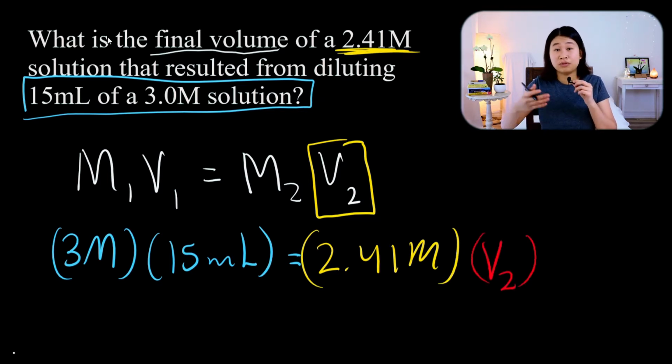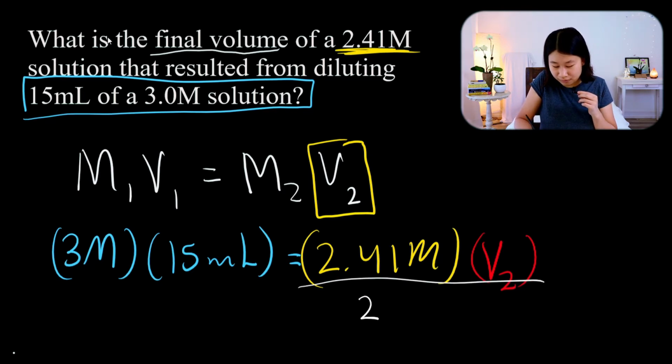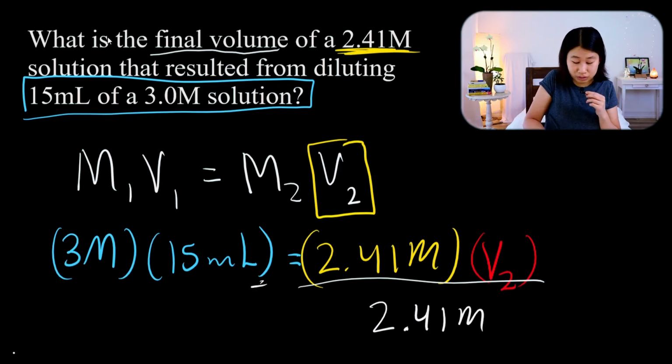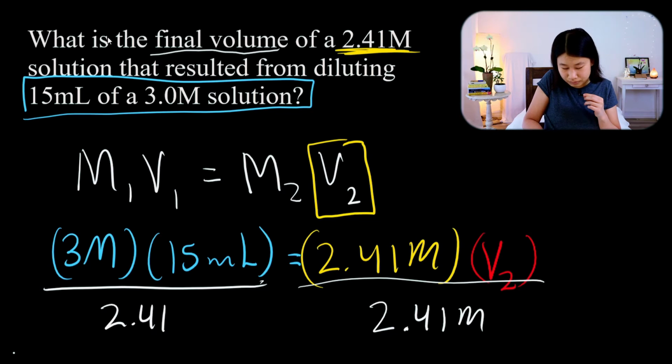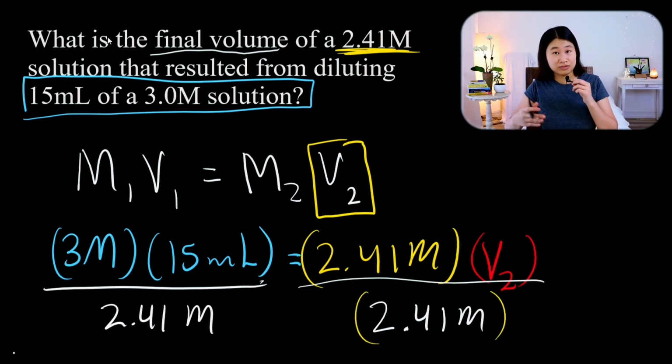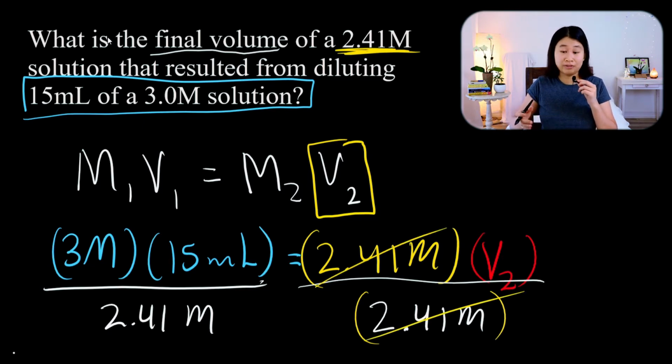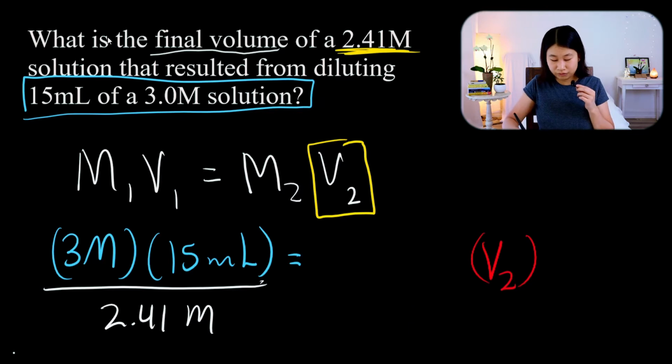Now in order to solve for V2, all that means is have V2 on one side and have all the other numbers on the other side. And so if we want V2 on one side, we're going to divide by the number that we want to get rid of, 2.41 M. And if we do the division on one side, we need to also do it on the other side. Now according to the properties of fractions, I know that if I have the same number on the top and on the bottom, that's going to cancel out and just become the number 1. And so now we have V2 times 1 on one side, which is essentially just V2. So you can imagine that these things can go away, and we're left with V2 on one side.